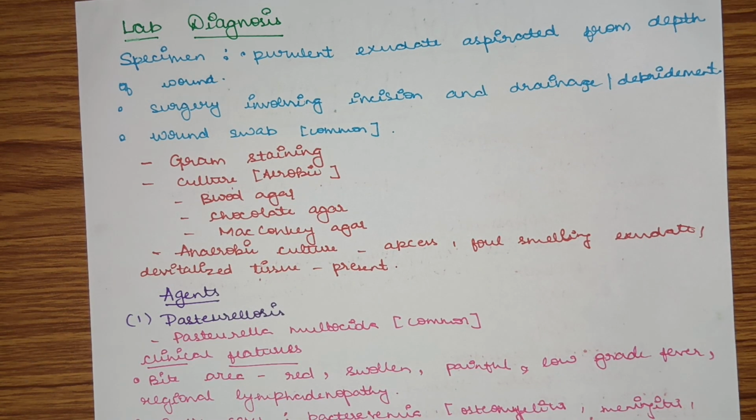This specimen is subjected to Gram staining and culture. Gram staining differentiates the organisms as gram positive or gram negative, bacilli, cocci, etc. For aerobic organisms, at least three cultures must be done, which include blood agar, chocolate agar, and MacConkey agar. Anaerobic culture must be done only if anaerobic organisms are indicated. In cases of abscess, foul smelling exudates, or devitalized tissues, it may be due to an anaerobic organism, so anaerobic culture is done in these cases.